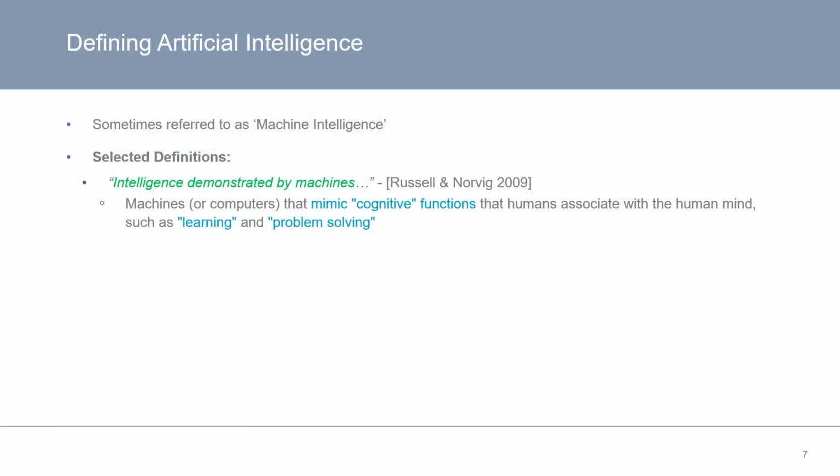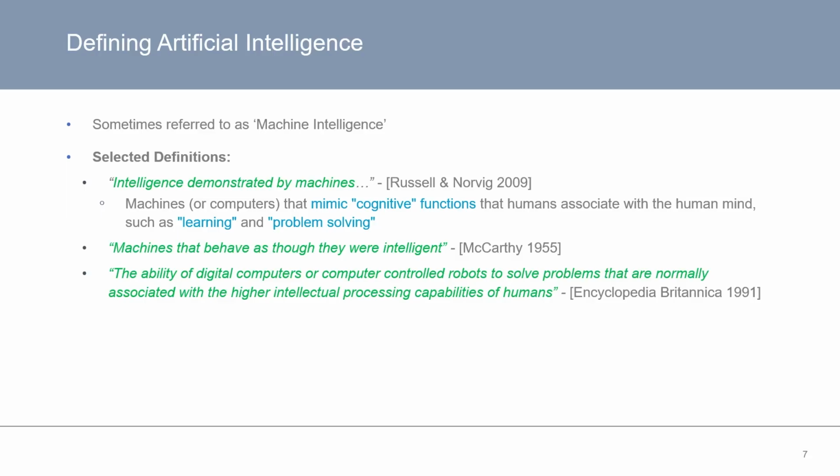Now let's take a moment to look at some selected definitions of artificial intelligence, which is sometimes referred to as machine intelligence, or intelligence demonstrated by machines. Russell and Norvig describe artificial intelligence as machines or computers that mimic cognitive functions that humans associate with the human mind, such as learning and problem solving. In 1955, McCarthy defined it as machines that behave as though they were intelligent. Encyclopedia Britannica from 1991 defined it as the ability of digital computers or computer-controlled robots to solve problems that are normally associated with the higher intellectual processing capabilities of humans.